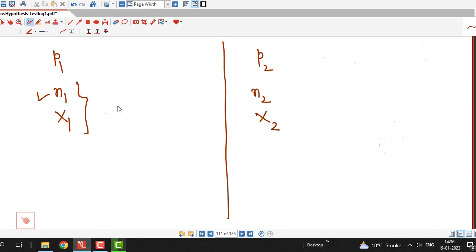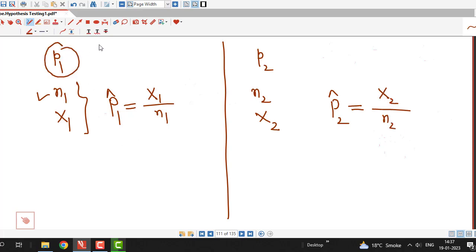Using this sample data we can find the sample proportion for that particular class of interest, and we will also have the sample proportion for the second sample. We want to compare these two population proportions. So suppose we assume that the null hypothesis H0: P1 equal to P2 is true.